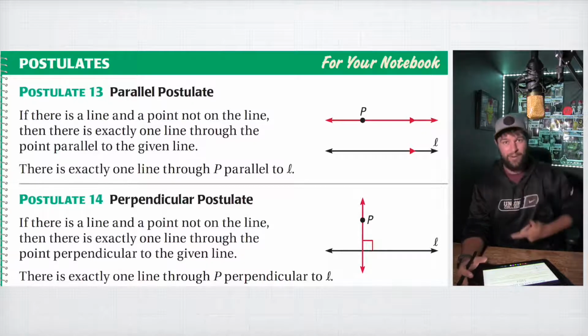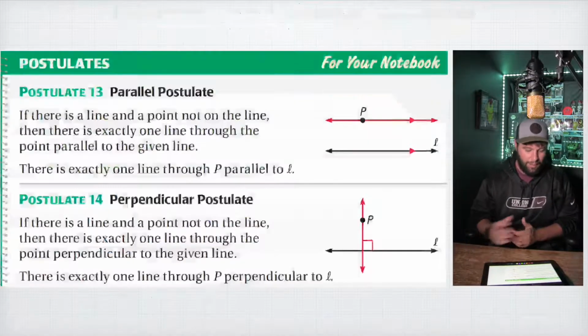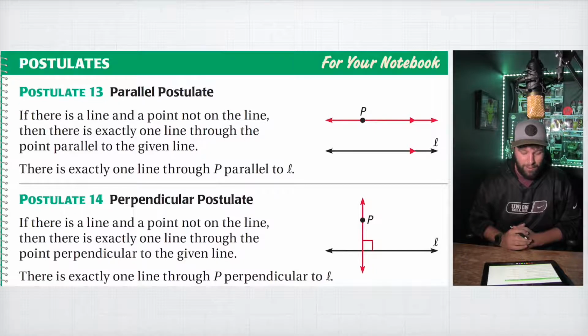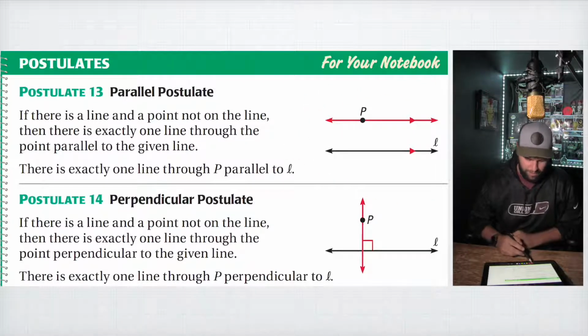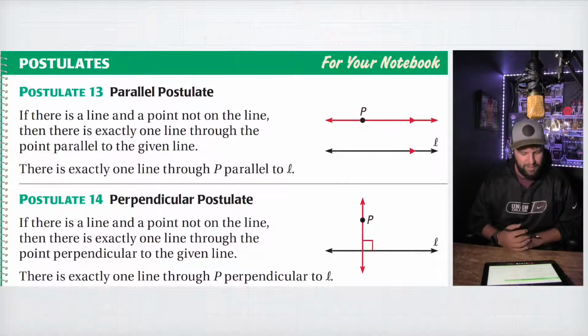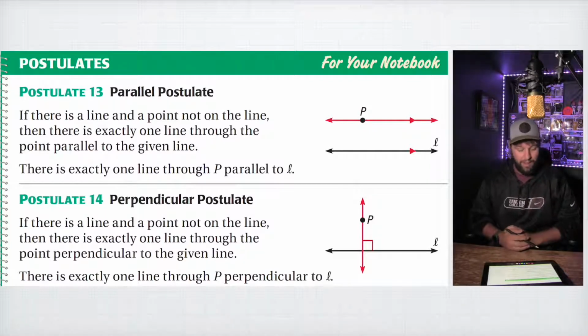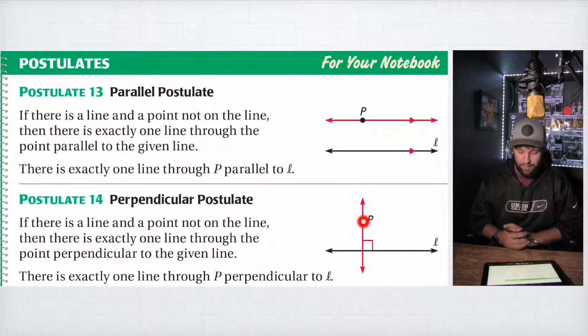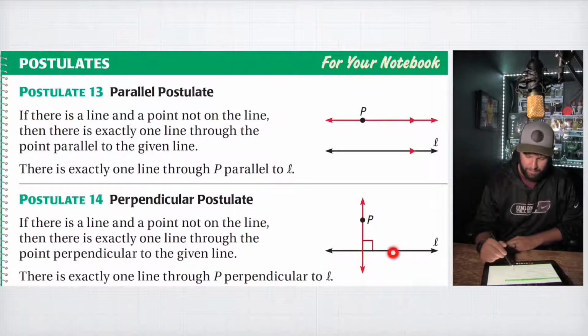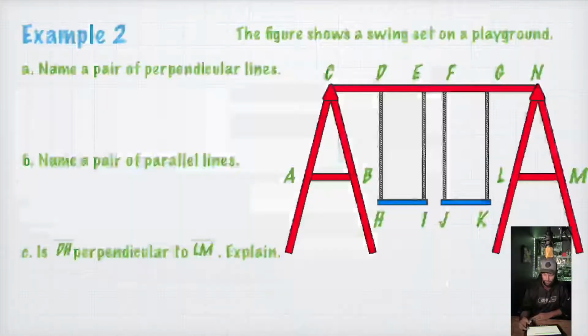And right now we're going to learn about some rules about that, our postulates. So parallel postulate: if there's a line and a point not on the line, there's exactly one line through the point parallel to the given line. Okay? Just like we talked about. Perpendicular postulate: if there is a line and a point not on the line, there's exactly one line through the point perpendicular to the given line. Okay? Like point P, there's one line that is going to be perpendicular to L.